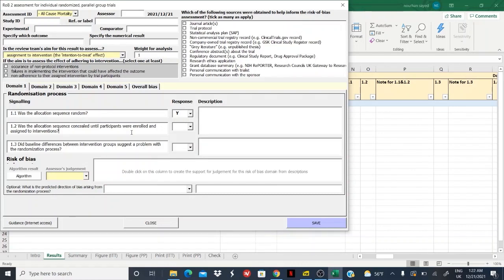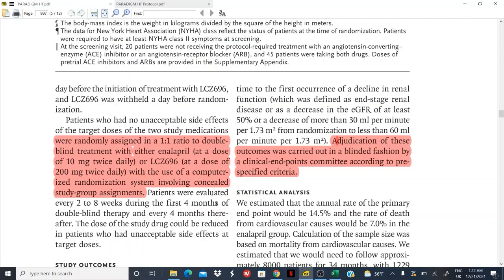Right? So one of these two methods is acceptable: central allocation, where you pull up a central system, or opaque sealed envelopes. Now, let's take a look at what they did in our trial. Right after the randomization bit, they say that it involved concealed study group assignments. Now, this is usually a bit too vague for our comfort.